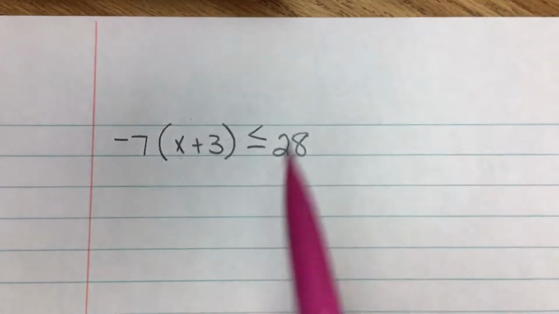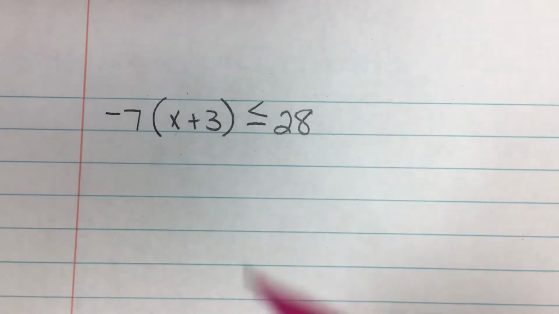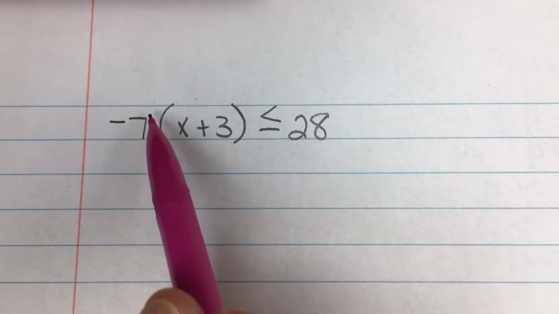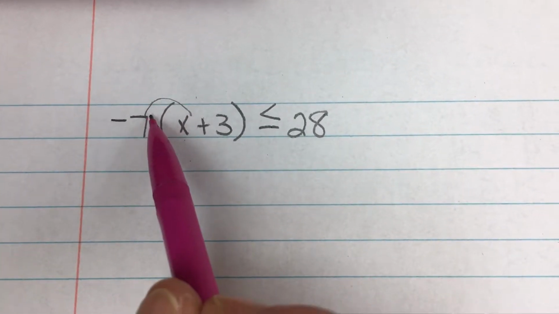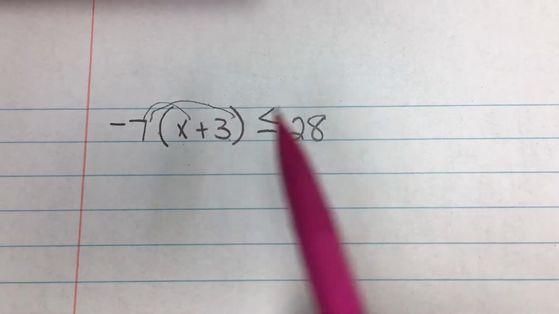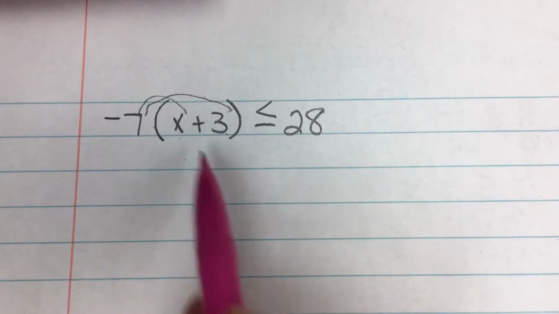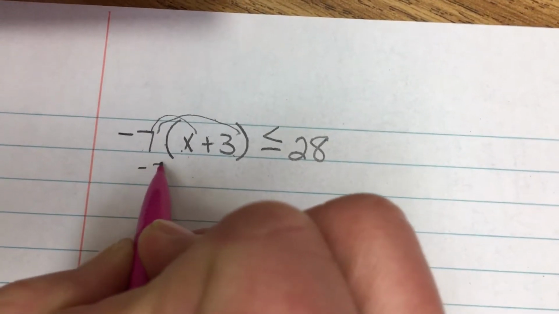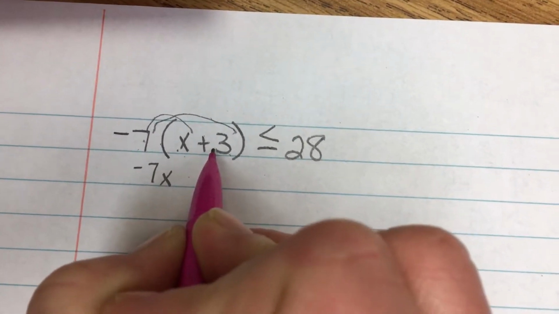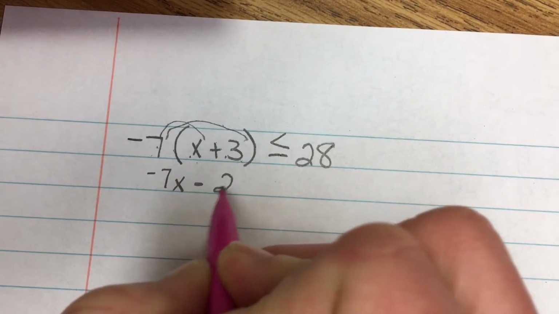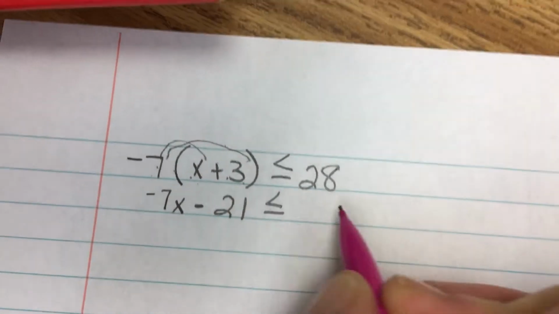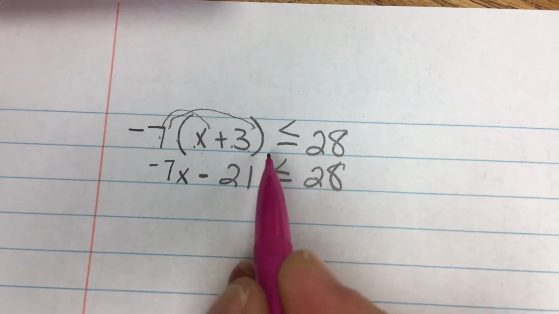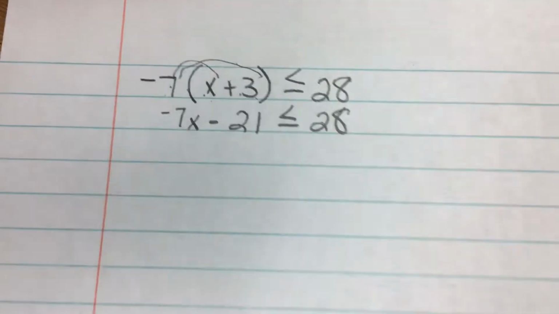Here's something you should know how to do, and you'll remember it as soon as I do it, but I just thought I'd better point it out to you: remember the distributive property, and we have to put the -7 in with the x and with the 3. So the way you would solve something like this would be -7 times x, -7x, -7 times a +3 is -21, less than or equal to 28. So see how we put that -7 in here first. Now we can start solving this.